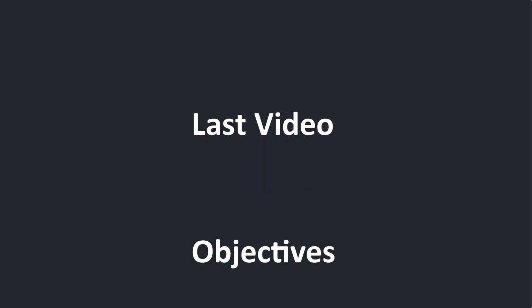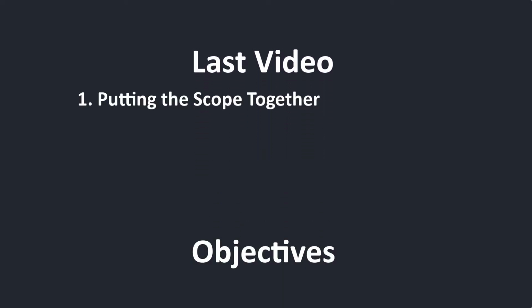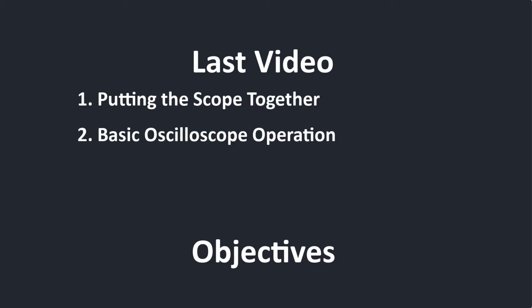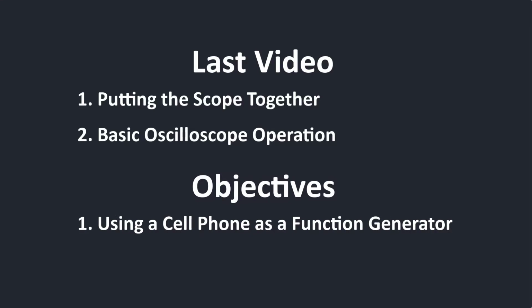In our last video, we went over how to put the DS-T1T scope together and looked at how we can operate it. As you may have noticed, the function generator built into the DS-T1T is quite limited in its capabilities. So, we'll use a cell phone app called Firefox to replace the DS-T1T's built-in function generator.